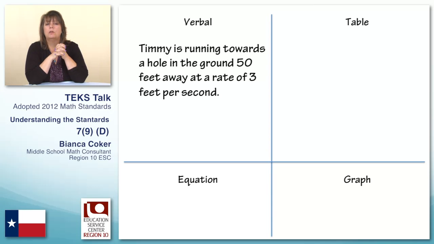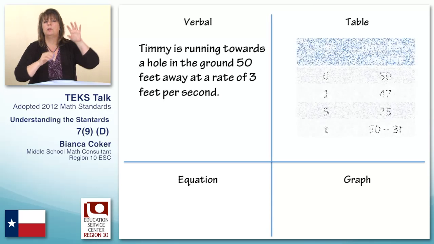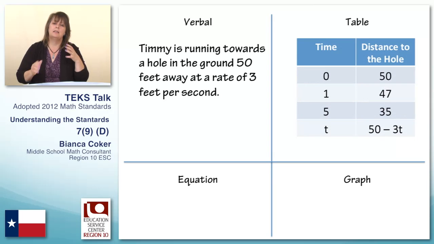So Timmy's running towards a hole in the ground 50 feet away at a rate of 3 feet per second. So that's our verbal description of our linear function. Now let's look at the table next. I like doing the table next because we take that verbal and we kind of unpack it into the table.